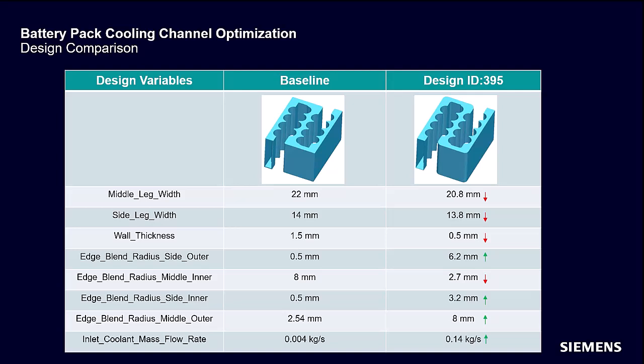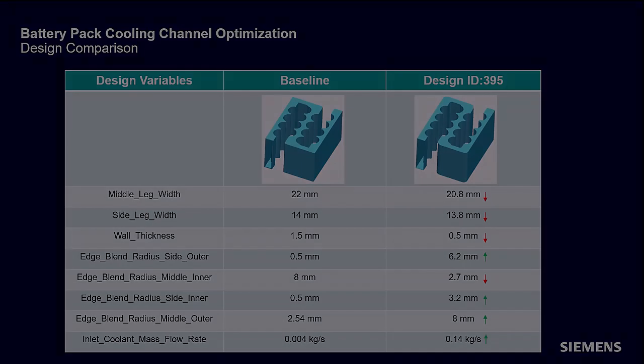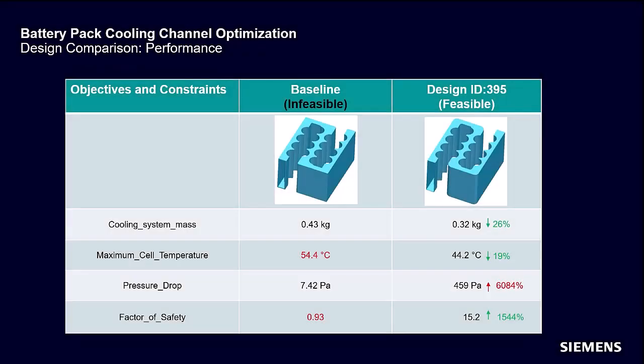significant changes can be observed in the wall thickness, edge plane radiuses, and inlet coolant mass flow. In terms of performance, design 395 exhibits a lower maximum cell temperature and cooling system mass compared to the baseline design. Additionally, it shows a significantly higher factor of safety and pressure drop while still satisfying the specified requirements.